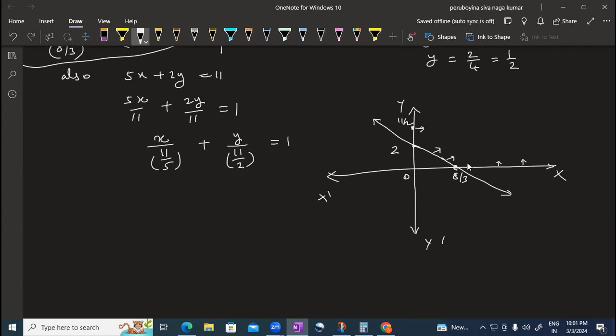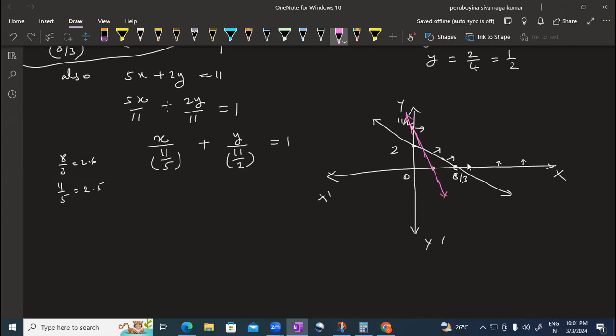We have to get clarity about this. 11 by 8 by 3 is approximately how much? 2.6, right? And 11 by 5 is 2.5. That's below this value. So join these two lines.